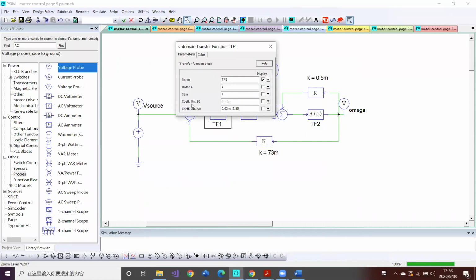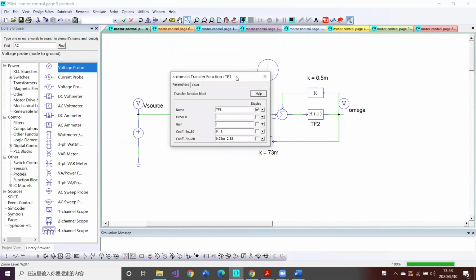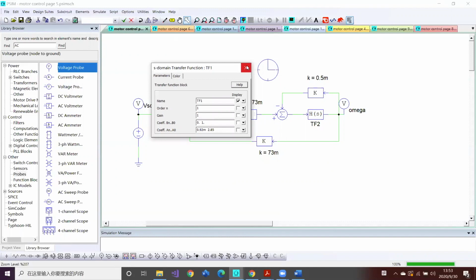So see, the coefficients of B1 and B0 are 0 and 1. The coefficients for A1 and A0 are 0.92 milli and 2.85. So by this, you make this transfer function work. Okay?